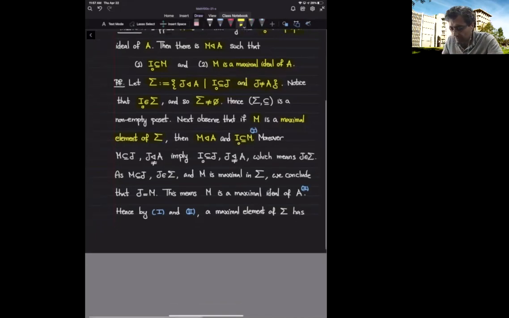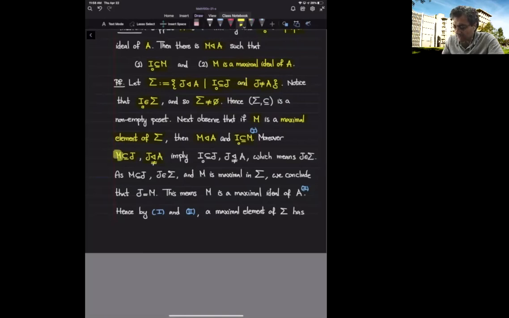Now suppose J is a proper ideal of A, which contains M. I want to show J is M, so that means M is maximal. But what do I know about M? I know M is maximal among elements of sigma. So if I know J belongs to sigma, we are done. But is that the case?